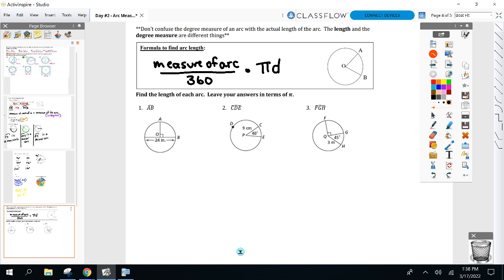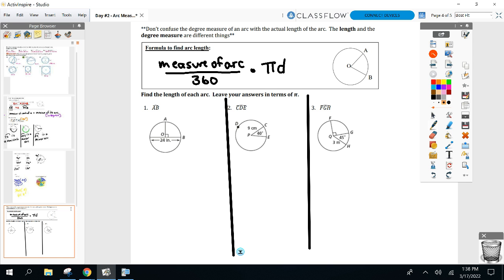All right, ready? Get some space here. What's the length of each arc? Leave your answer in terms of pi, so everyone should have pi in their answer when I circle it or box it in. How long is arc AB? Not what the measure is, how long is arc AB in terms of pi? So let's plug it into the formula.